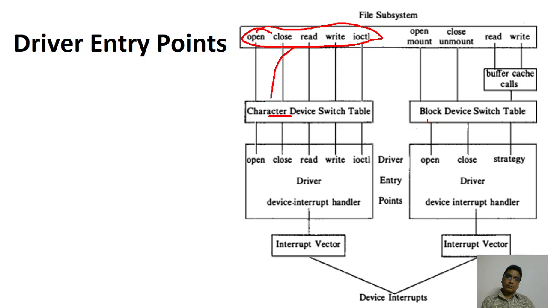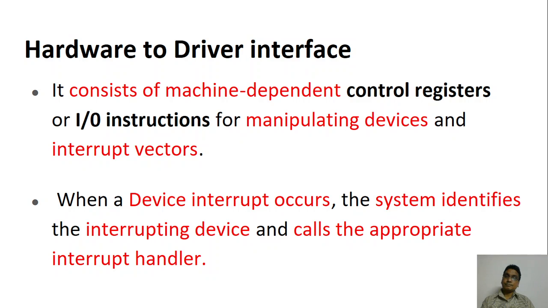Depending upon the type of device, whether it is a character or a block device, these system calls are going to call the appropriate device driver. There is an interface between this driver and the kernel module, and this is true even for block devices. You have the interface, and the driver in turn will interact with the appropriate devices. Okay. So let's look at the other type of interface, that is the hardware to driver interface.